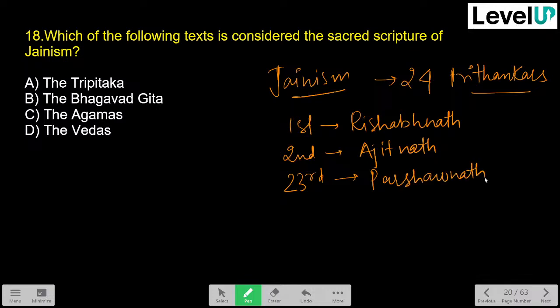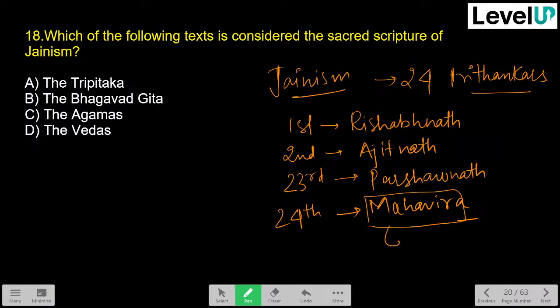Parshavnath. And the 24th, that is the last Tirthankar, was Lord Mahavir. The birth period of Lord Mahavir is 540 BC. So where was he born? He was born in Kundalgram, Vaishali.